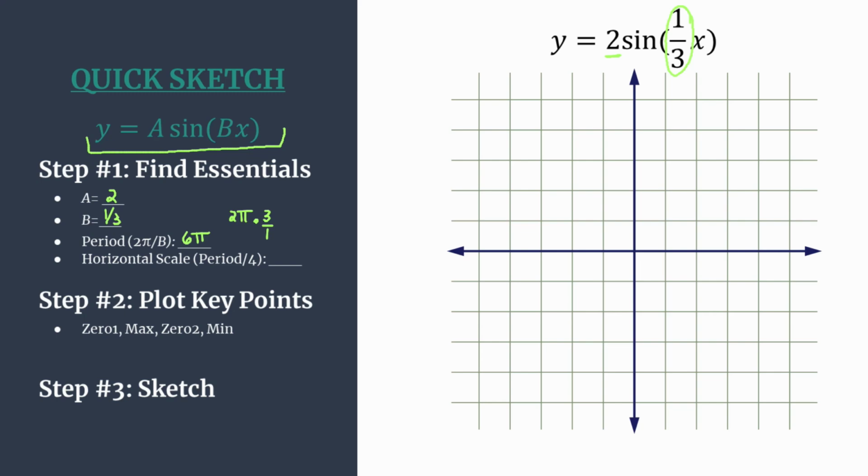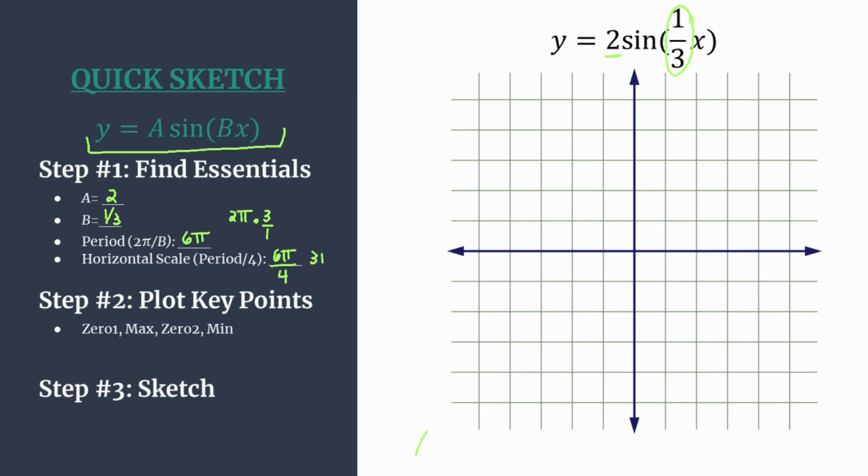And then we're going to do a clever little setup here for our horizontal scale. Take your period and divide it by 4. And this is going to break up one full cycle horizontally of the graph into 4 pieces. And we have 4 key points. And all this does is make for a nice, neat graph where each of those key points lines up with a horizontal tick mark. All right, so that being said, we have 6 pi divided by 4.